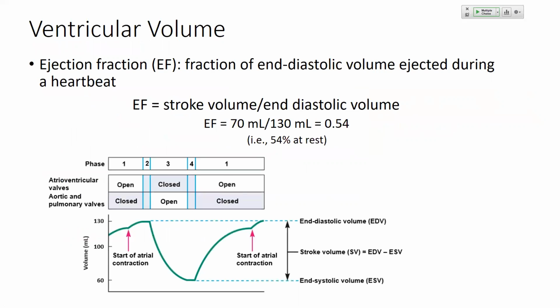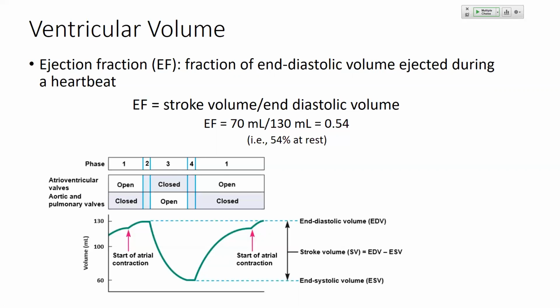So the ejection fraction is a ratio of how much blood was pumped out of the heart compared to how much was filled. All right, and that's our ejection fraction. So if you take the stroke volume, which is how much we actually squeezed out of the chamber, and calculate that as a fraction of the total end diastolic volume, we would determine what percent of the blood was squeezed out with each heartbeat.